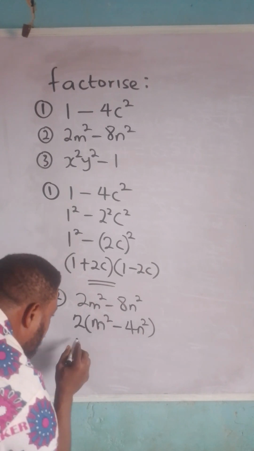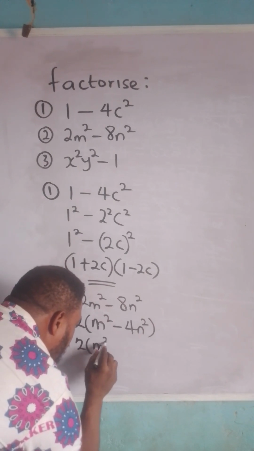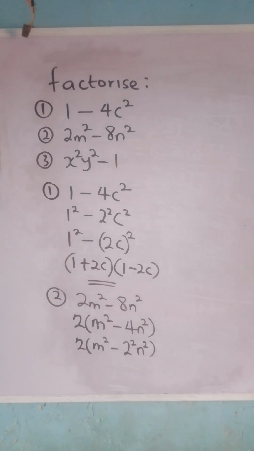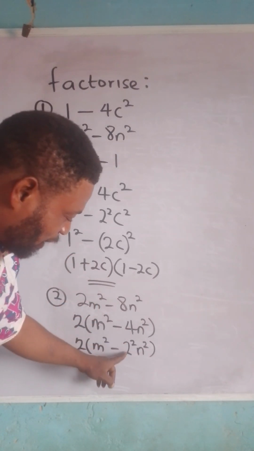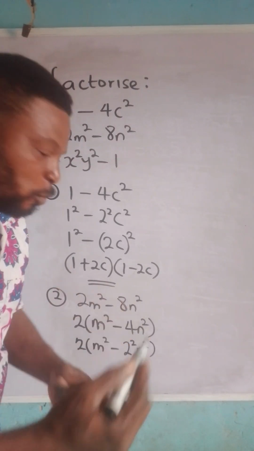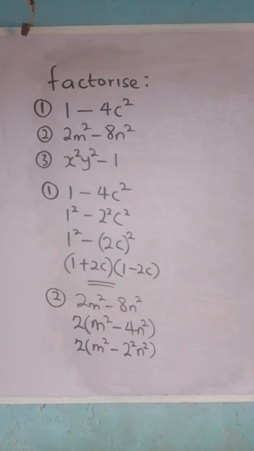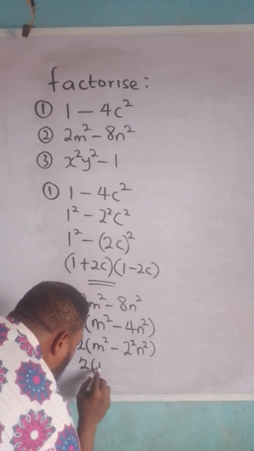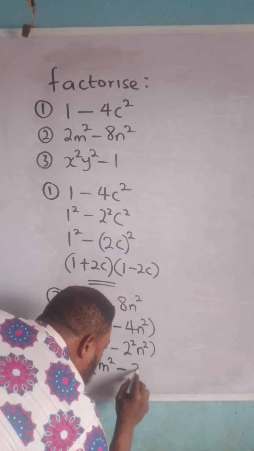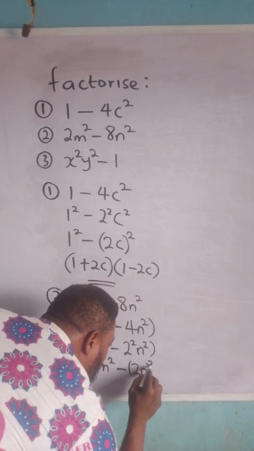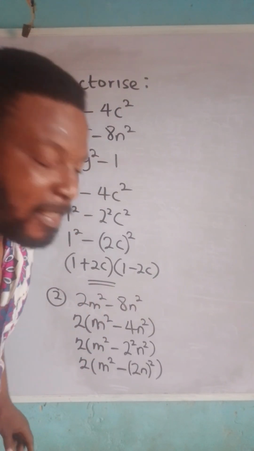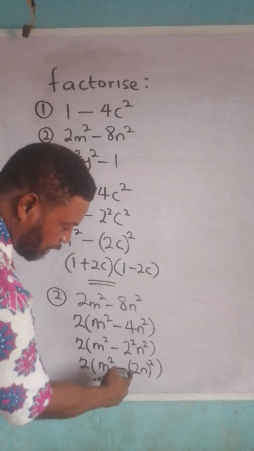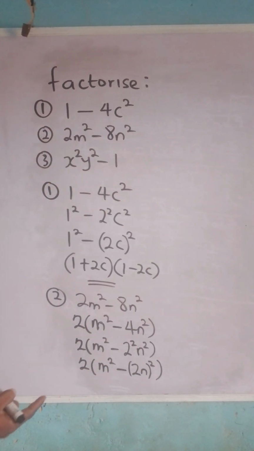This is also the same thing as 2 into m squared minus, 4 is the same thing as 2 squared, n squared. 4 is the same thing as 2 squared, because 2 times 2 will give us what? 4. This is still the same thing as 2 into m squared minus 2n all squared. From the law of indices, 2n, both of them are having the square, so we pick 2n, then take the square outside the bracket.